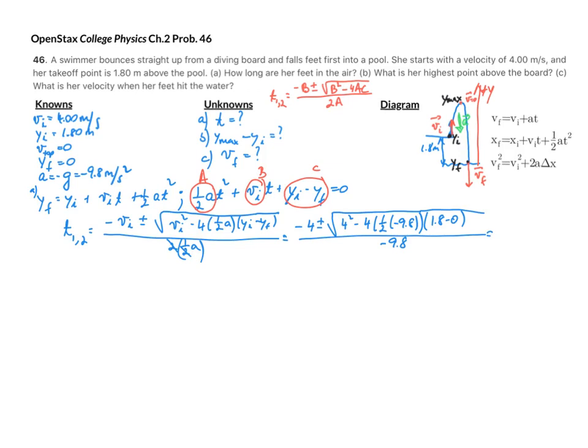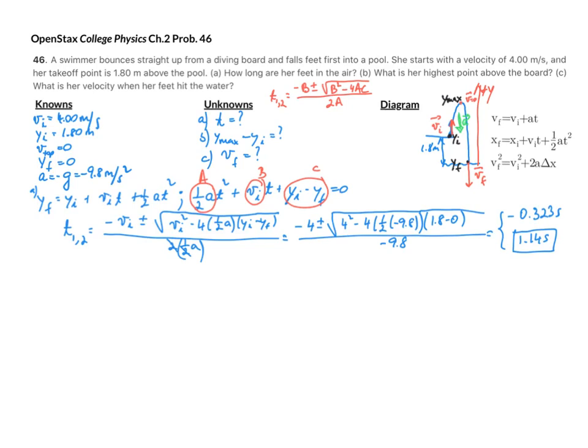All right, now if we plug these numbers into our calculator and solve for the time, we get two values. We get negative 0.323 seconds or positive 1.14 seconds. Since time moves forward, time should be a positive quantity. So here we have the correct time that we're looking for, the time that she was in the air.